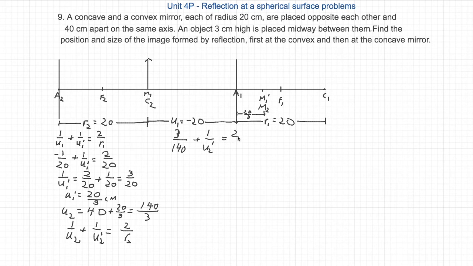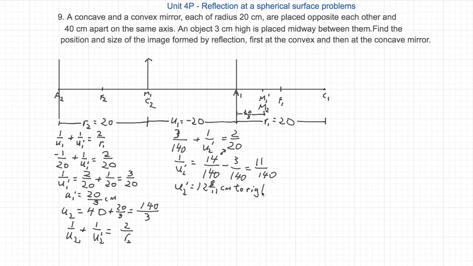Plug in what we know. Isolate our variable on the left side. 2/20 is the same thing as 14/140. So 140 is our common denominator, and we have our image distance, U2 prime, is 12 8/11 centimeters to the right of the concave mirror. Somewhere around there.